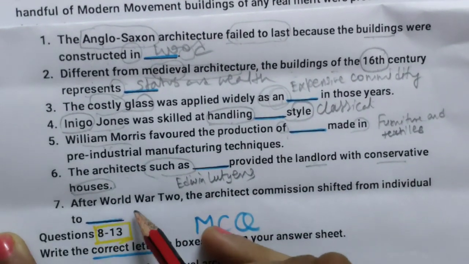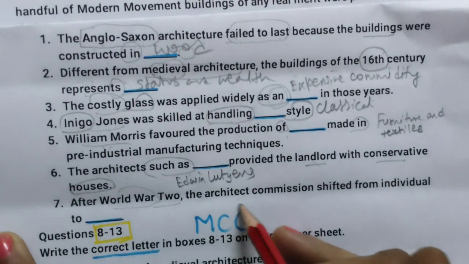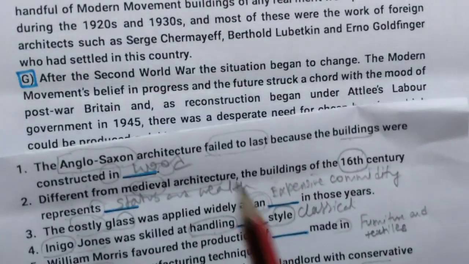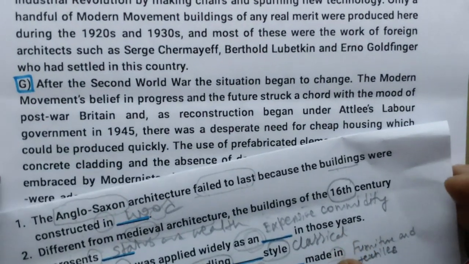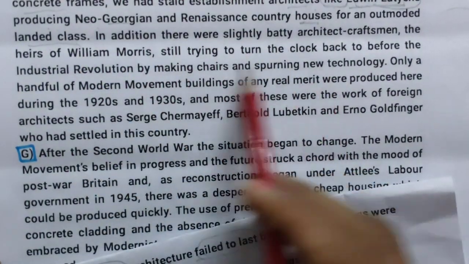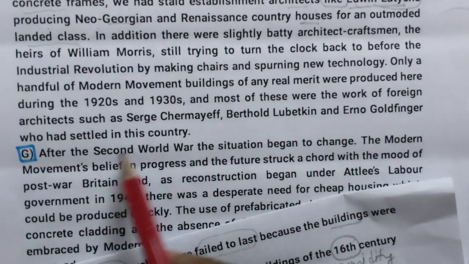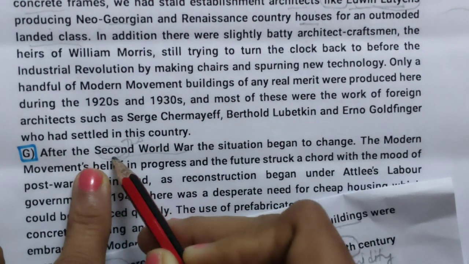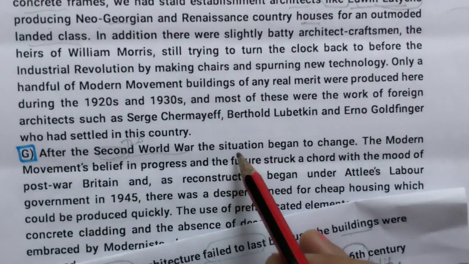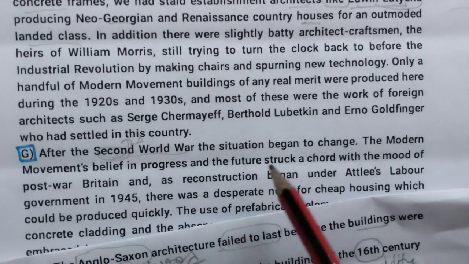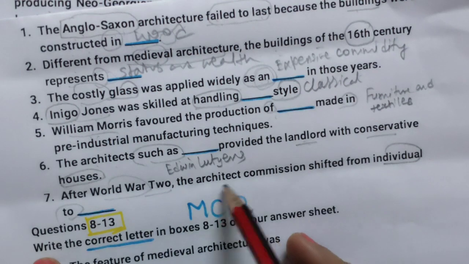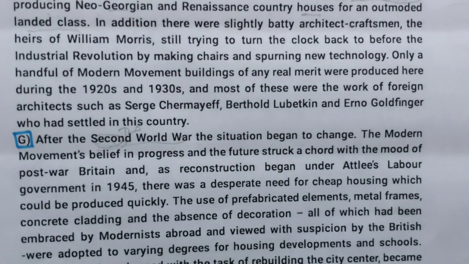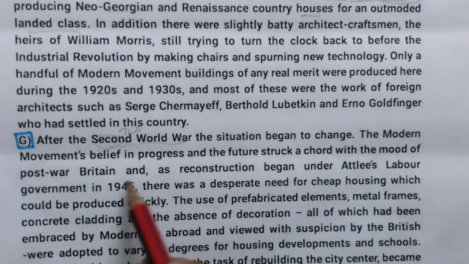Okay, now next, after World War II, now World War II we have to find. Architect commission shifted from individual to dash. Okay, now World War II. Okay, so this paragraph, World War II we have to find. Yeah, Second World War II. See, in the question statement it is written 2 and here it is written like that. So it means the situation began to change. The modern movement believed, no, what we are looking for, actually we should read it again. The architect commission shifted from individual. Now individual and architect commission I have to find. Okay.